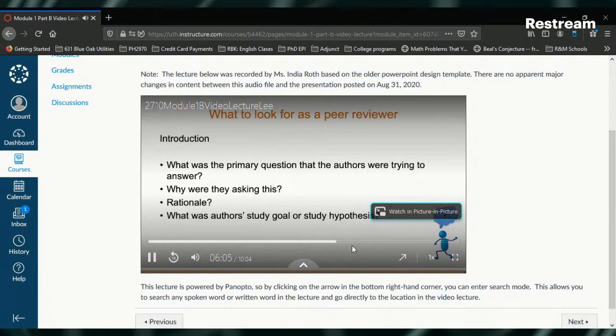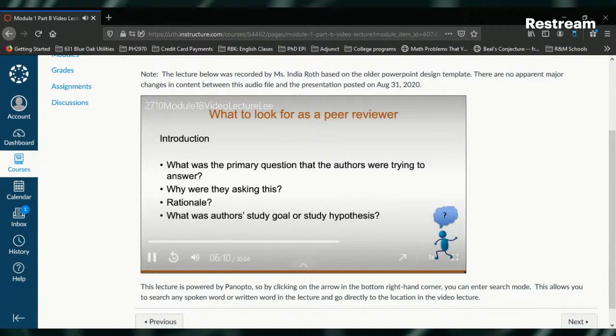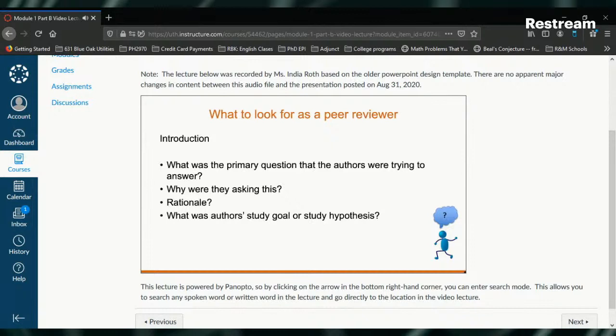So what to look for as a peer reviewer? One, what was the primary question that the authors were trying to answer? And why were they asking this? What's the rationale behind it? And what was the author's study goal or study hypothesis?